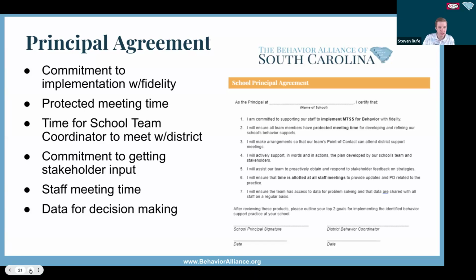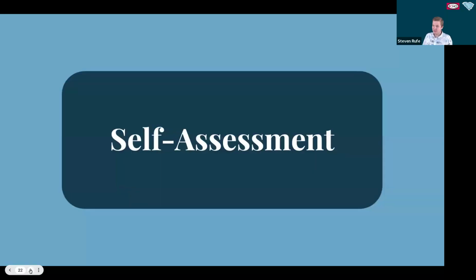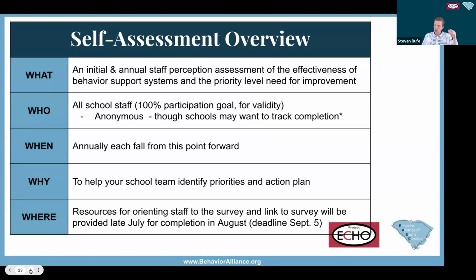On the next slide, we go into a little bit more detail about the self-assessment process. So I've talked about that overview, I've talked about that roster, and now I'm talking about the actual survey that will be administered to all of the staff members. So what is this self-assessment survey? It's an initial baseline survey that's going to give us staff perception on the effectiveness of behavior systems, but also the priority for improving those behavior systems within the school setting.